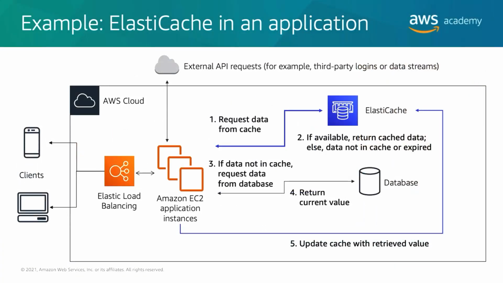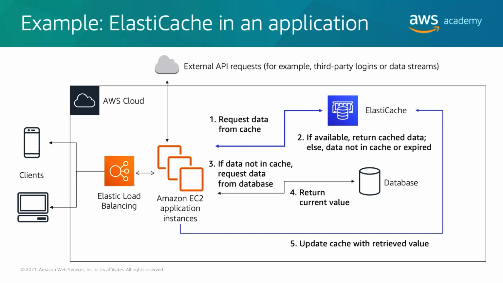Your focus as a developer is on writing the code to handle the following logical actions. The first is to request data from the cache. If you find the data in the cache and it has not expired, which is called a cache hit, the next step is to return it to the requester. If you don't find the data you need in the cache or the cached value has expired, which is called a cache miss, go to the third step and request the data from the origin. Then return the data to the requester, and as a last step, update the cache with the data retrieved from the origin.